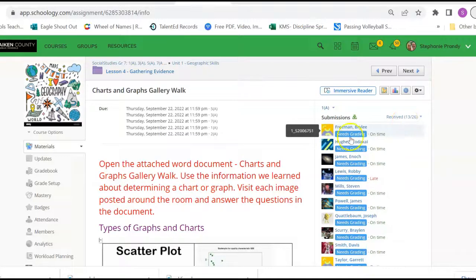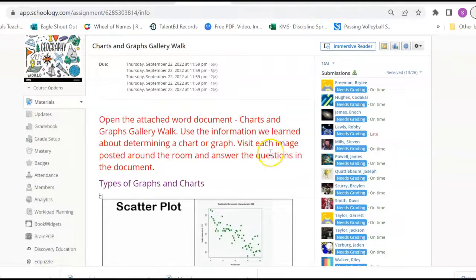Charts and graphs gallery walk. So if you happen to miss this or did not finish this, here are the instructions for completing this activity.